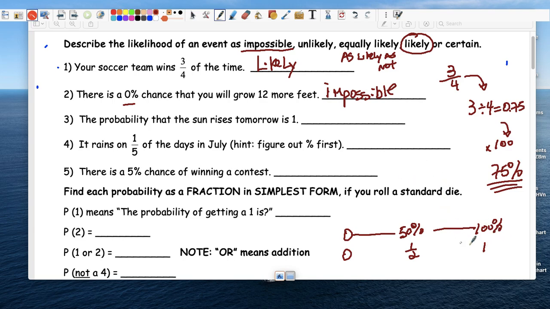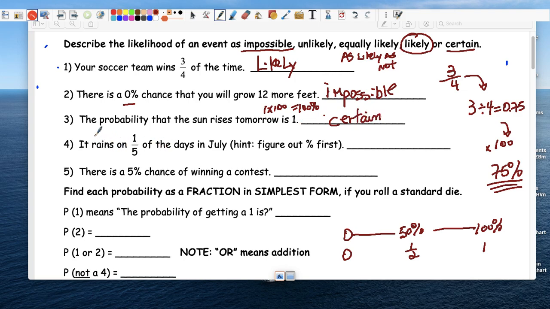All right, so notice that this one here, you need to multiply 1 times 100, and you get 100%. It's not in percentage, so you have to multiply by 100. After you multiply by 100, that would make it certain.